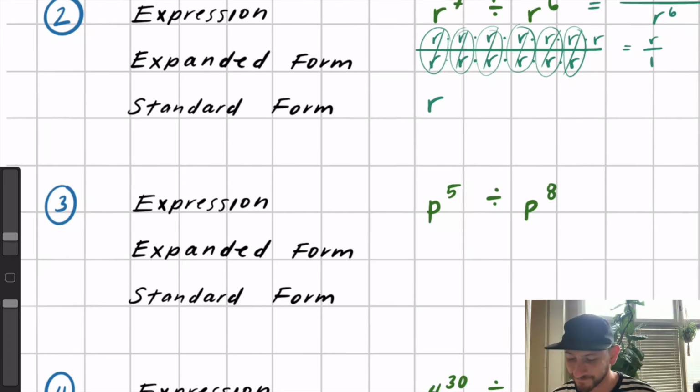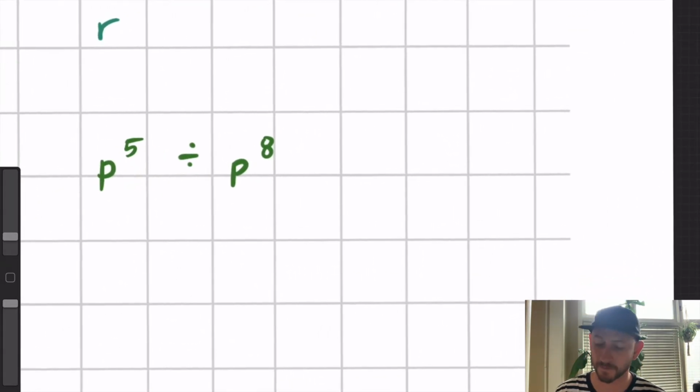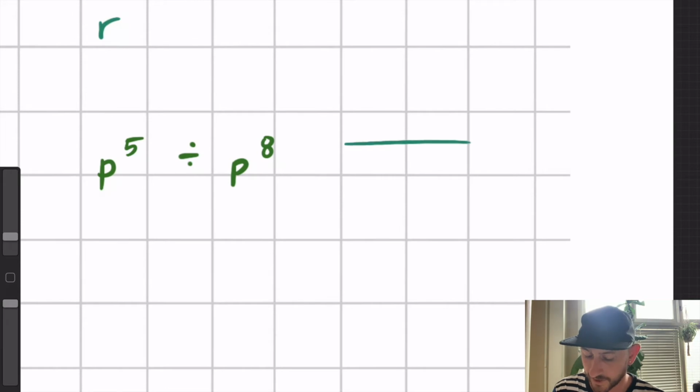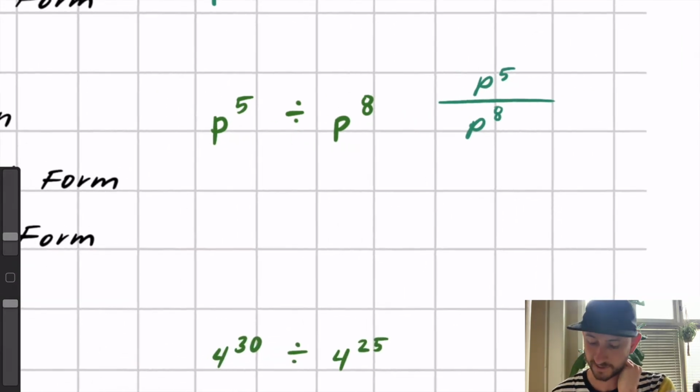Okay, number 3. P to the power of 5 divided by p to the power of 8. I'll write that as a fraction. P to the power of 5 over p to the power of 8. If you can look ahead a few steps, you might realize that something's going to happen in this case that has not happened in our other two examples. We'll see how it plays out.